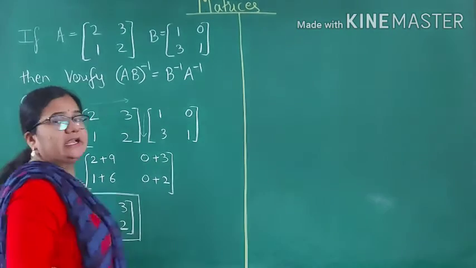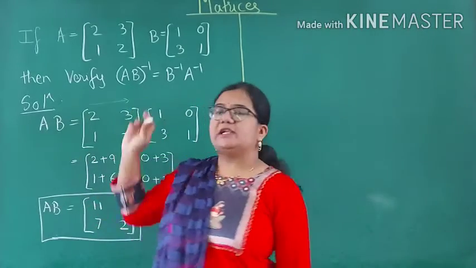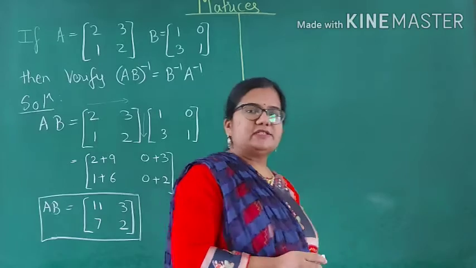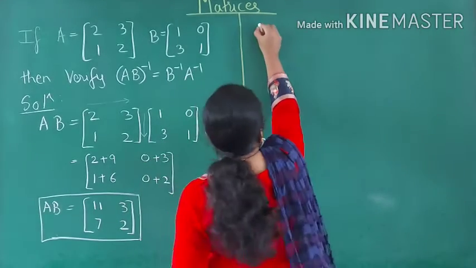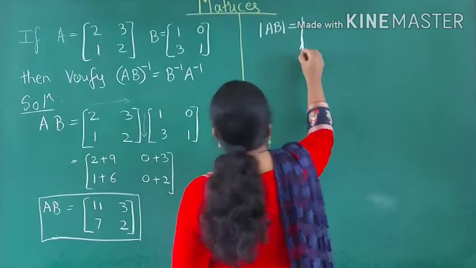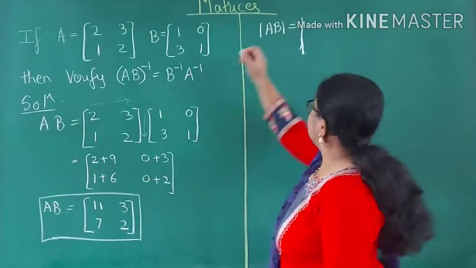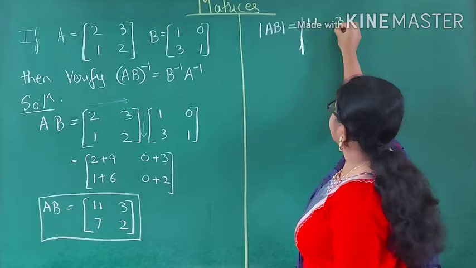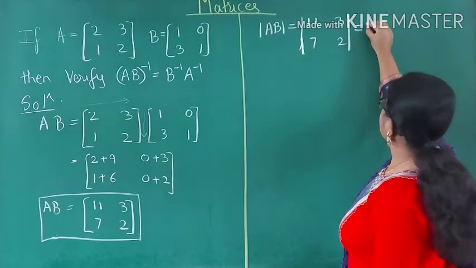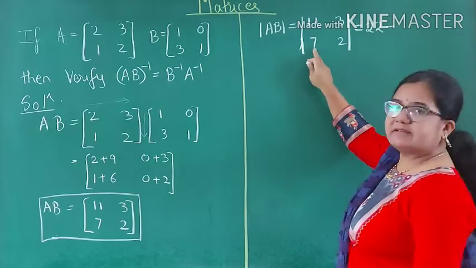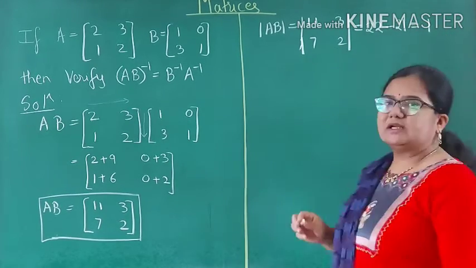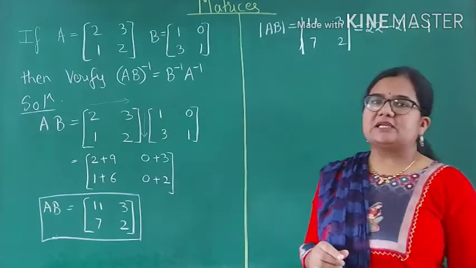Now we have to find (AB) inverse. Yes, your LHS is (AB) inverse. So let us use the adjoint method, which is easier for finding the inverse of a matrix. For that, first we need to find the determinant of AB. The determinant of this matrix, 11, 3, 7, 2, is 11 2s are 22 minus 3 7s are 21. So 22 minus 21 is 1. So the determinant of AB is 1.